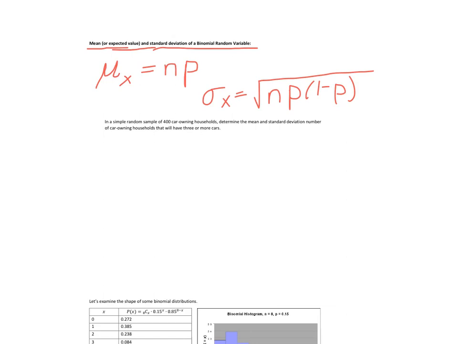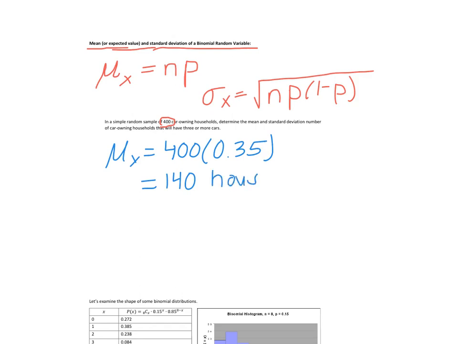Okay, so let's go back to this example. Now the trials are 400, so in a simple random sample of 400 car-owning households, determine the mean and the standard deviation number of car-owning households that will have 3 or more cars. So this is a straight application of our formula. So n is now 400. Probability of success is the same, it's 0.35. So the mean of this particular binomial random variable is 140 households that have 3 or more cars.